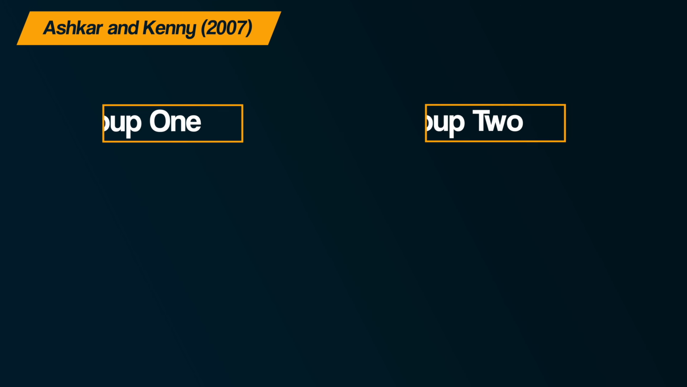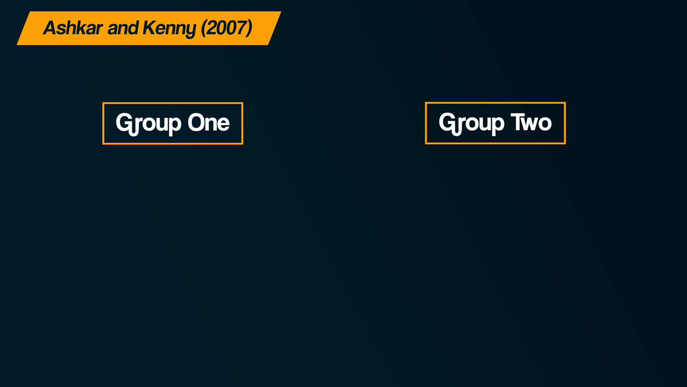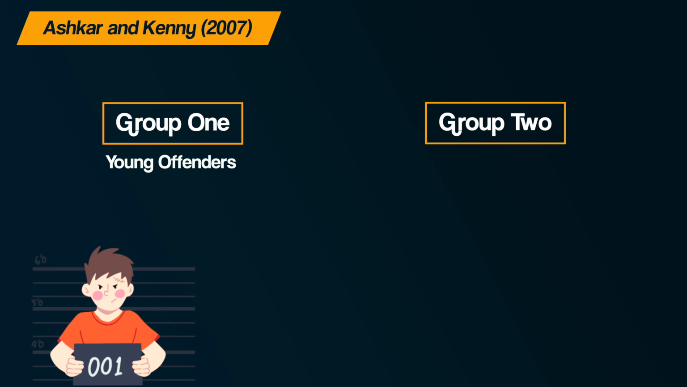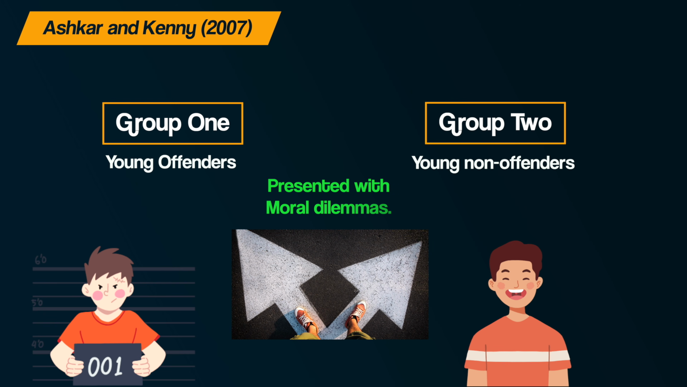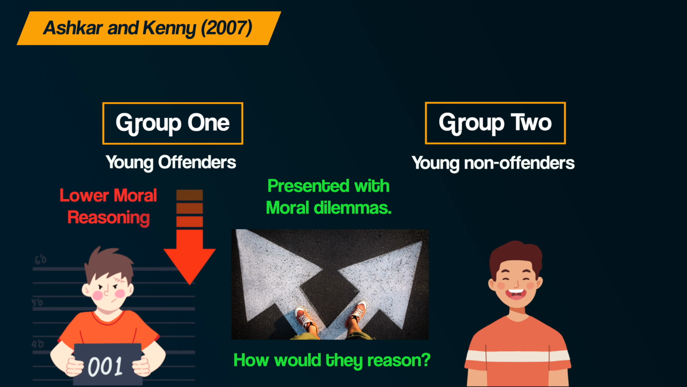Supporting evidence for the role of moral reasoning in crime comes from Ashkar and Kenny in 2007. The study focused on 2 groups of adolescents, one consisting of young offenders and the other of non-offenders. They presented them with moral dilemmas similar to those used by Kohlberg and analysed their responses. They found that the young offenders reasoned at lower levels of moral development compared to the non-offenders, and this was particularly the case for offenders who committed violent crimes.